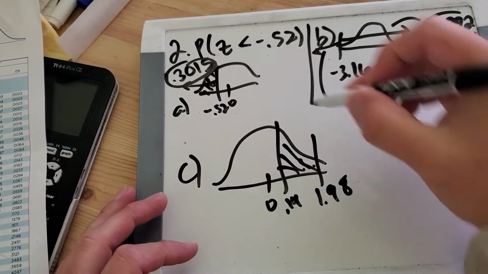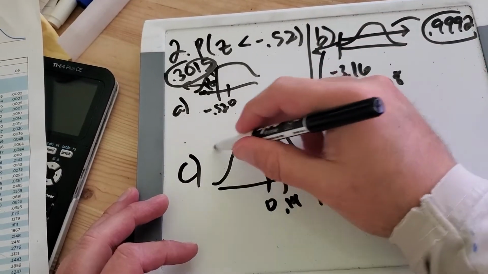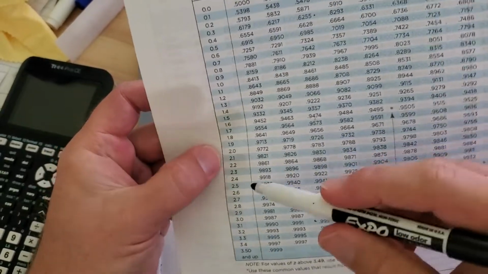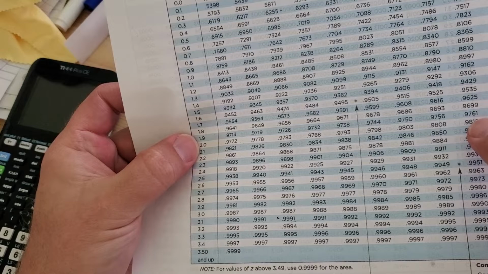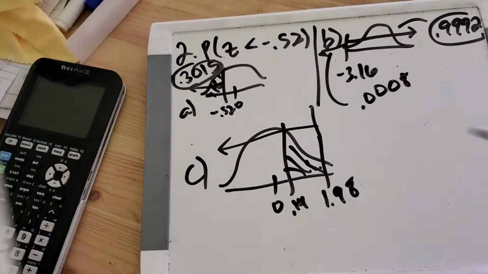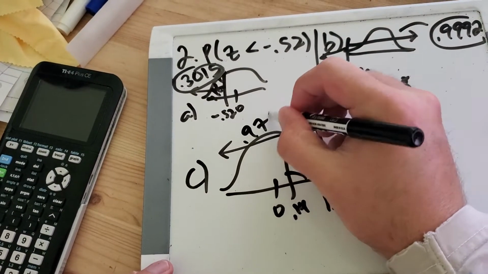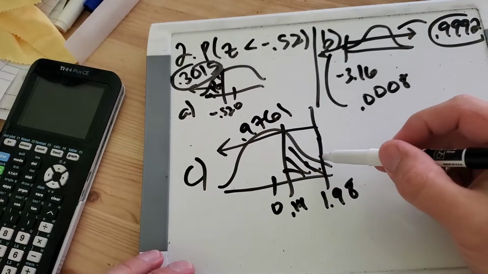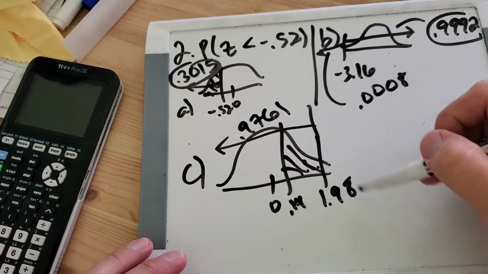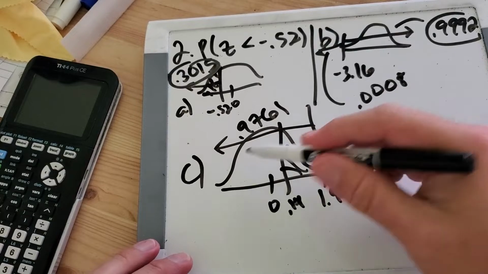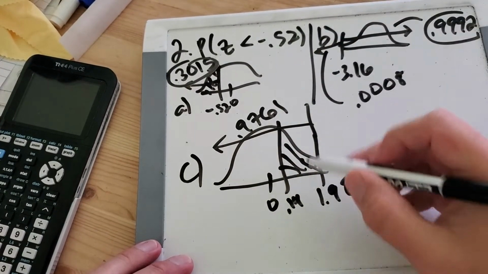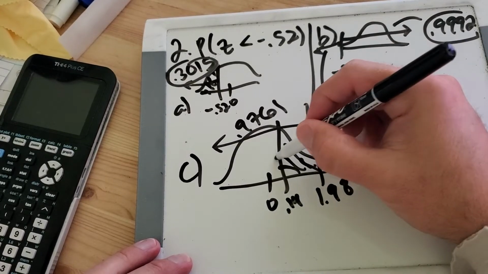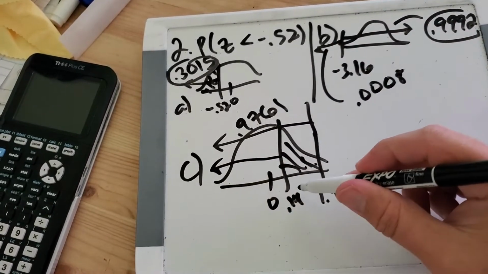If I look up 1.98, let's do that one first. 1.98 gives 0.9761. So 97.61% is below 1.98 standard deviations above the mean. That kind of makes sense. It's a huge chunk below it, and that's just too much for the answer, though. I just want the area between, so I've got to subtract off whatever this area here is.